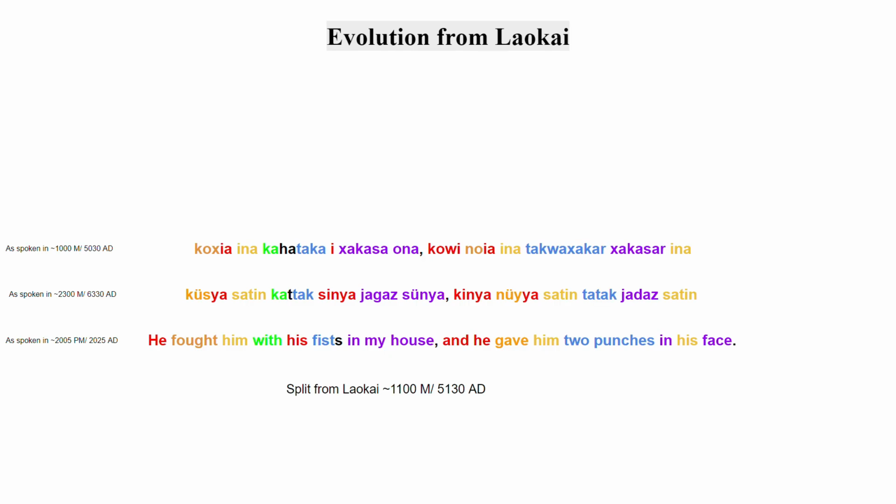Okay, let's look at a sentence that has descended from Laukai. So this language is spoken far in the future, but for them, their modern time is roughly 6,000 AD, as you can see here, where it says as spoken. So Laukai was spoken in its final form before it became other languages in around 5000 AD, and Arjan is spoken in around 6300 AD.